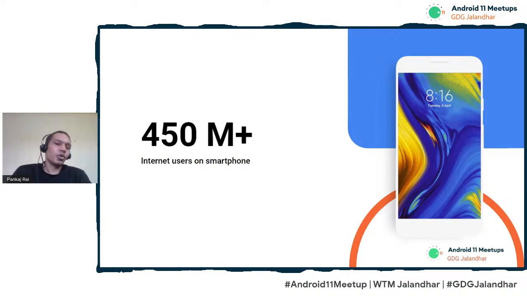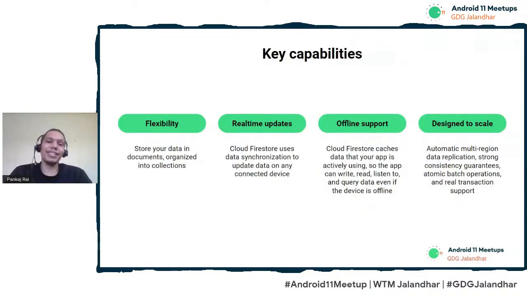Images are not a great part of any website or mobile application. It's a very small part. But raw data consumes most of the website or mobile applications. And the best part is that Cloud Firestore is not only fast, it is flexible, it gives you real time updates, it offers offline support out of the box, and it's designed to scale.